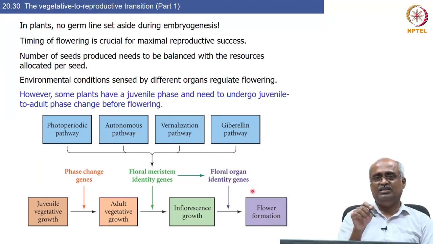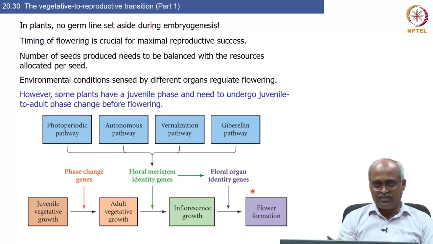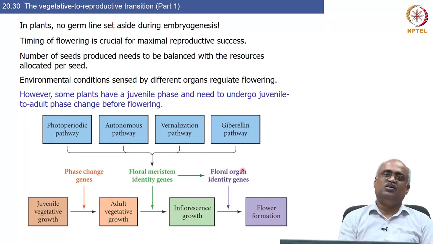So you have the vegetative meristem becoming inflorescence meristem. The difference here is the inflorescence meristem, instead of producing leaves and stems, is going to produce the floral meristems on the axis, axillary meristem. That is how the floral meristems form. And these floral meristems then activate the production of floral organs by activating the floral organ identity genes. So this is how the flower eventually forms.